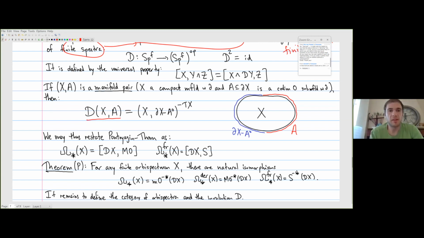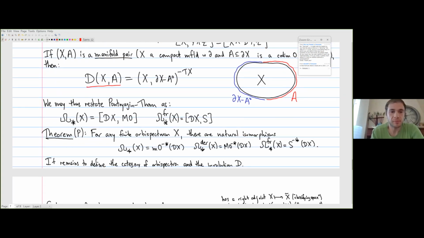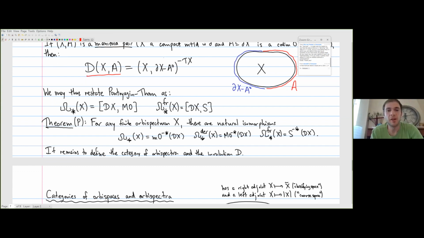As with the case of the usual Pontryagin-Thom isomorphism, once you formulate it, the proof is not all that difficult. It's somehow finding the correct statement, and that's more non-trivial. Okay, so let's talk about categories of Orbispaces and Orbispectra.